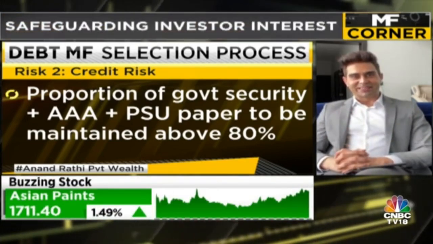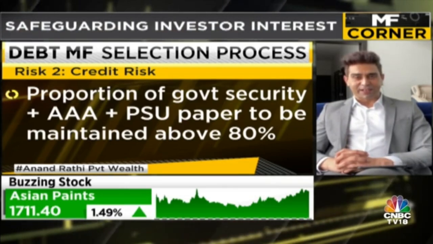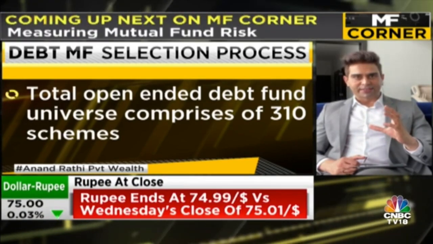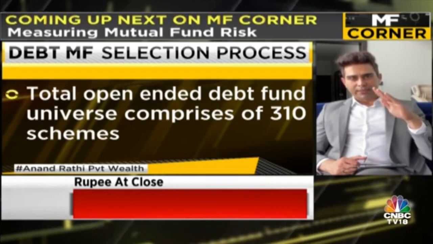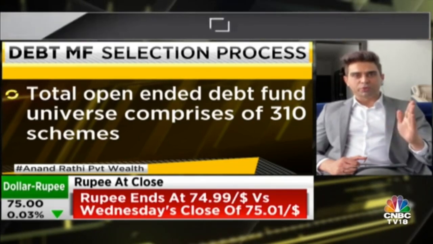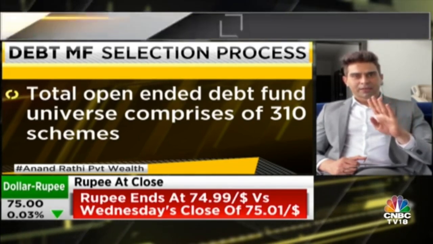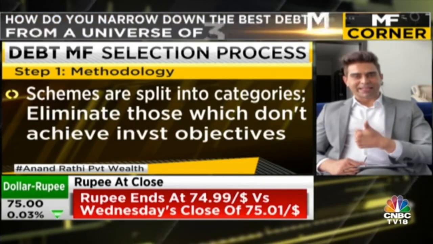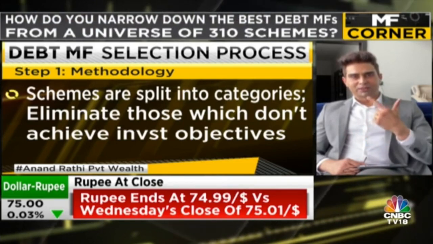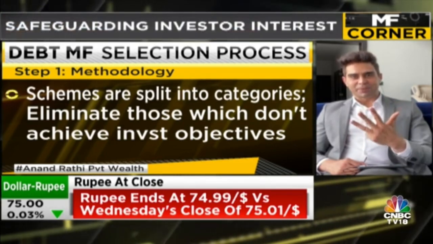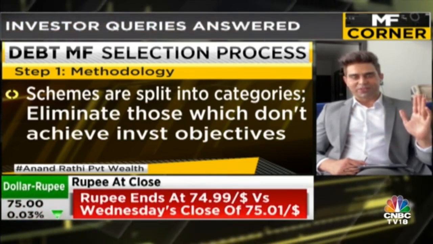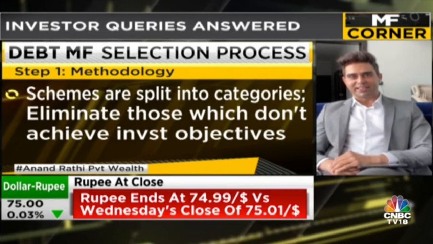Then coming to your pointed question of 310 schemes boiling down to 5, the first step is to eliminate those categories of schemes. There are several categories in the debt fund category. If you eliminate all the categories which don't fit your risk objective, you're left with 4 categories: banking and PSU, dynamic bond funds, short-term funds, and lastly, the medium-term fund. Eliminating the rest of the 10, 12 categories, you're left with 89.